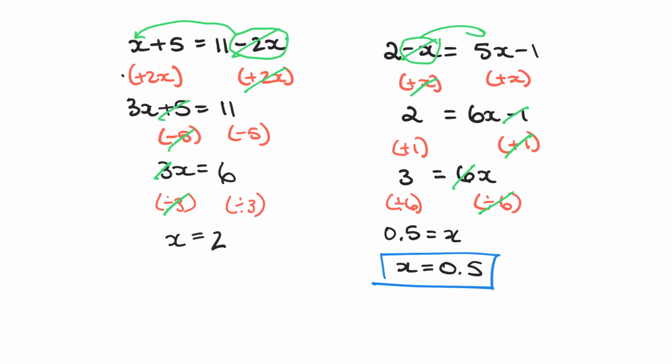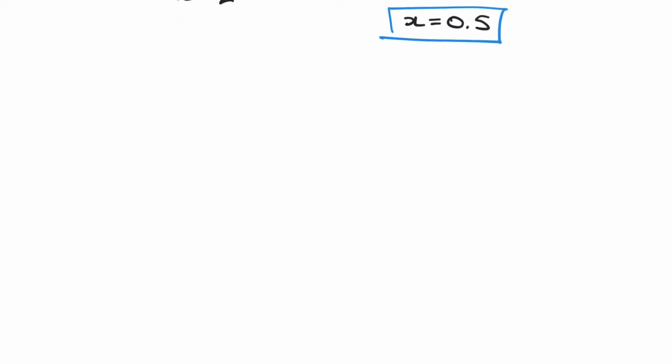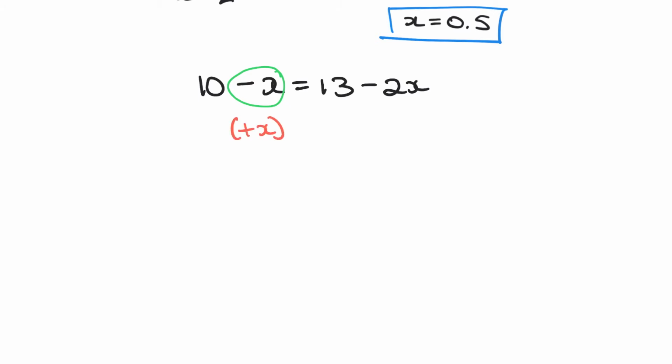So the last thing that I want to have a look at is where both of them are negative. So we have got a 10 minus an x equals to 13 minus a 2x. Now at that stage there, if you want to move the negative x here to go to the other side or vice versa, either is fine. Okay, you choose which one you want to move. Okay, I'm going to choose to move that one by adding x to both sides.